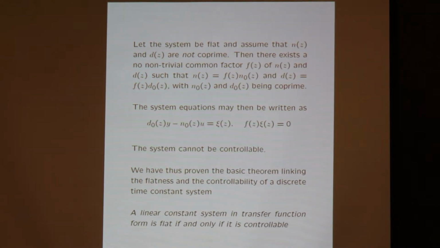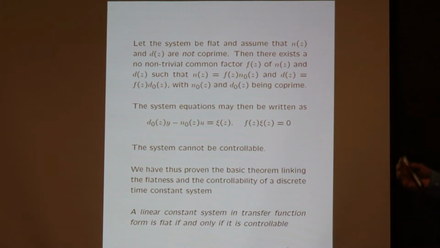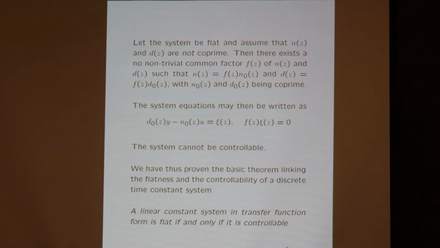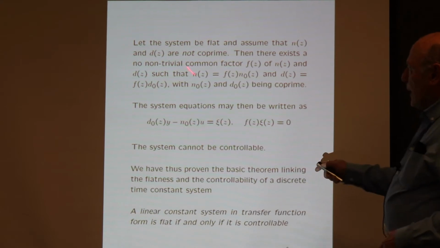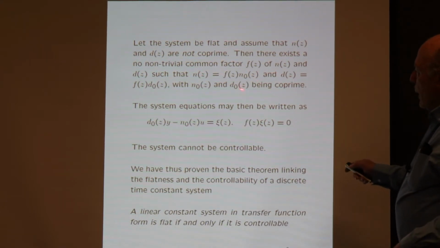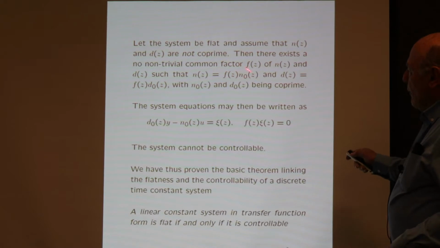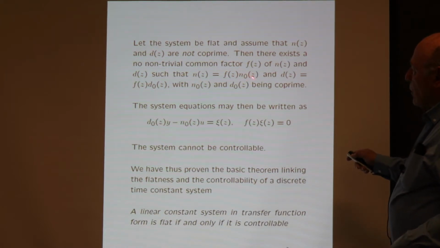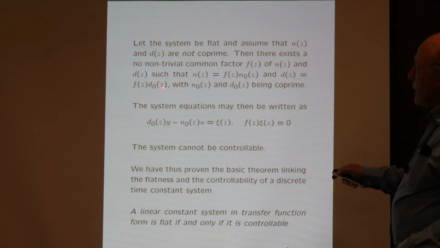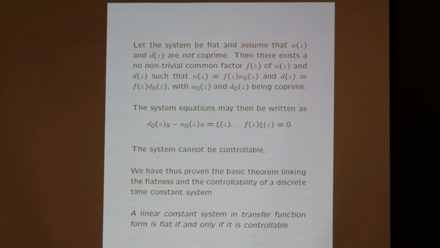And in that particular transfer function representation, we have a complete characterization of flatness. And to see the reverse implication, if the system is not controllable, it cannot be flat, then assume that n and d are not coprime. That means they will have a common factor, which is non-trivial, and that's called the common factor f of c. So actually, the numerator and the denominator will have a factor f of c affecting a certain polynomial n0, which is part of the numerator, or a certain polynomial d0, which is part of the denominator.